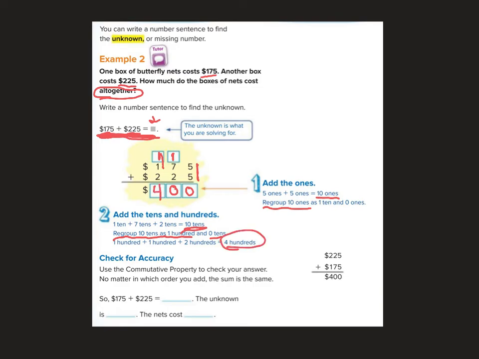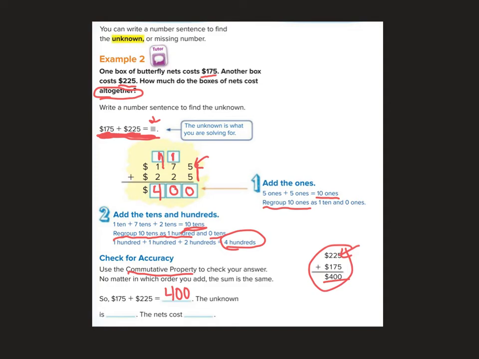400s. Okay, so let's check for accuracy. We're going to use our friend, the commutative property. Our flip-flop friend, the commutative property. To check your answer, no matter in which order you add, the sum should always be the same. So over here we checked it, flip-flopping it. Here 175 was on top. Here 225 is on top. And we get the same answer of 400. So 175 plus 225 is 400.